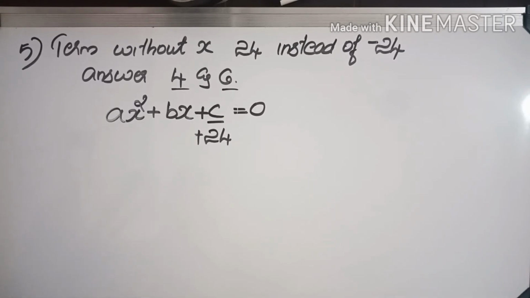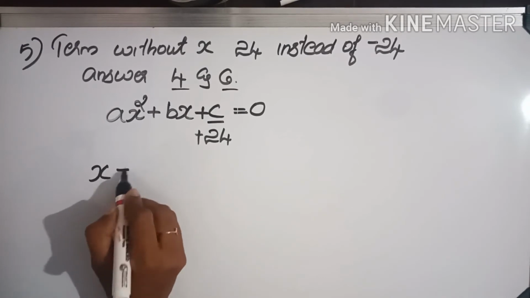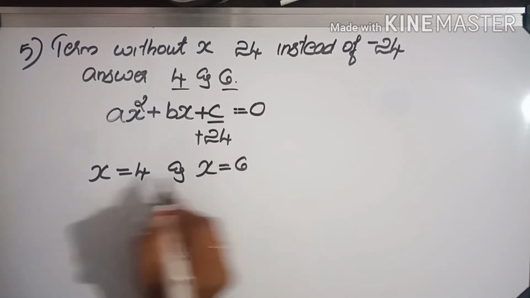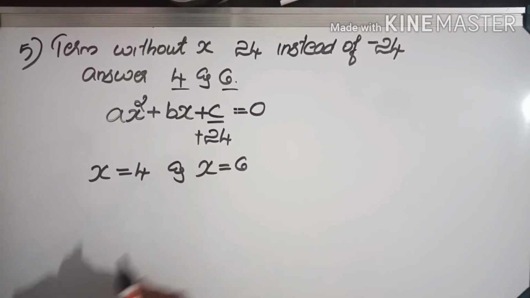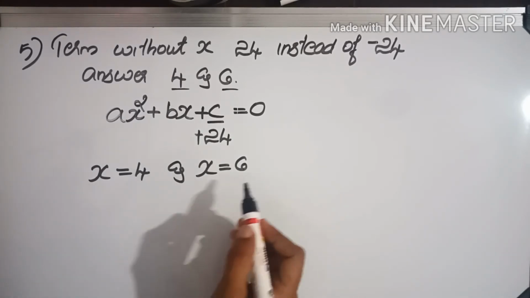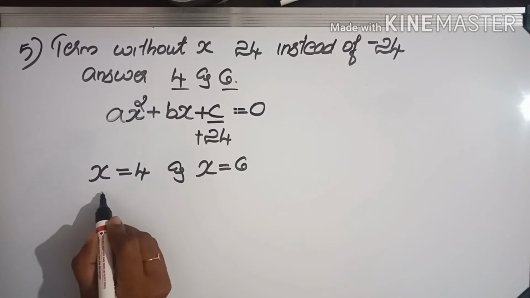So for that, here 4 and 6 are given. That means the answer we got is x is equal to 4 and x is equal to 6. These are the two answers, the final answer we got. Now one speciality is there for the second degree equation. If we have a solution, we can write the second degree equation by using that. Here 4 and 6 are the solution, so we can write it like this.